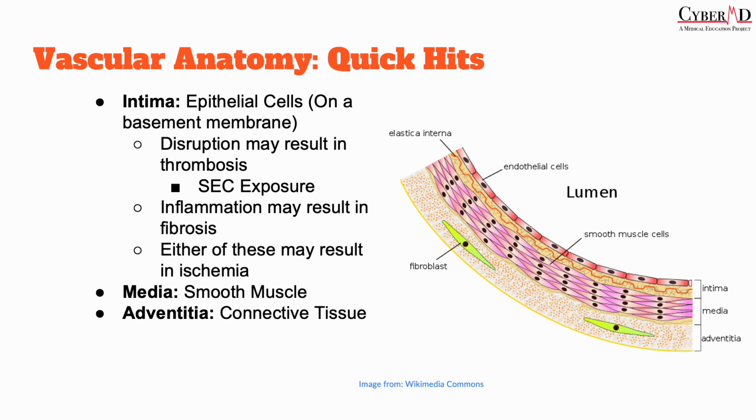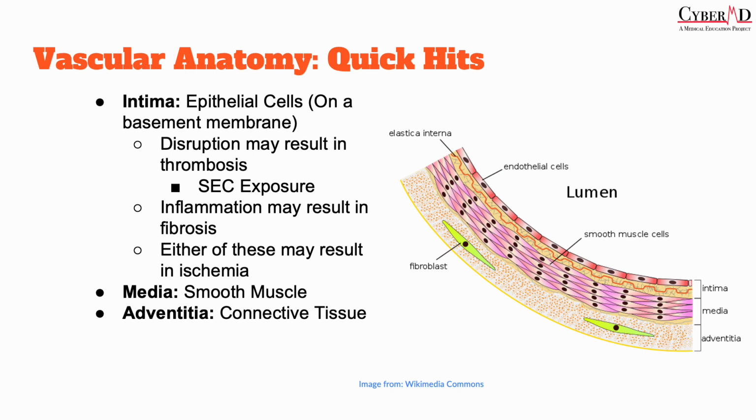And remember that the intima is made up of epithelial cells that are on top of a basement membrane. And then you move into the middle layer of the vessel wall, known as the media, and that's composed of smooth muscle cells. And then you arrive at the outermost layer of the vessel wall, which is the adventitia, and that's made up of connective tissue.